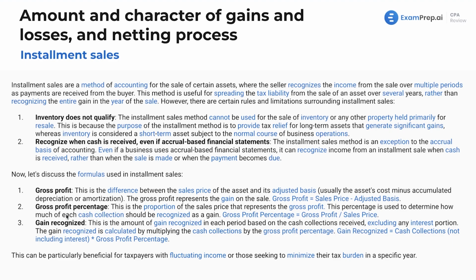Next up, the gross profit percentage. This is essentially just turning this into a percentage. So we're going to say the gross profit divided by the sales price. And that's, again, another formula. Make sure you know that. You'll need to know that for multiple exams as well. Definitely be familiar with that.